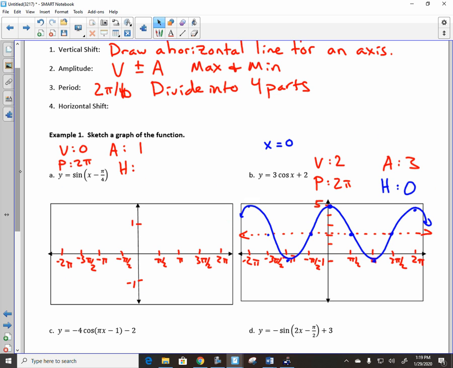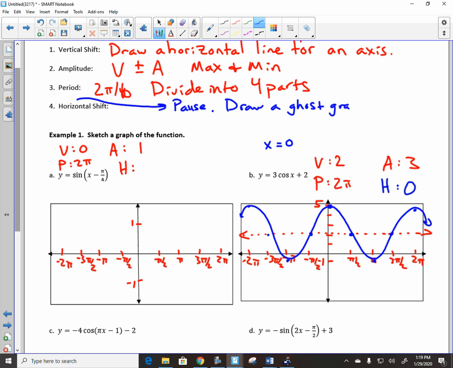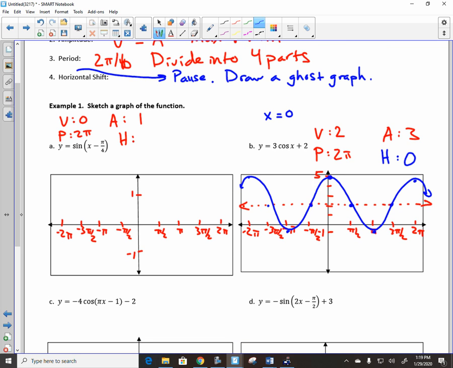So this one, this is where you need to pause. The first 3 are generally really easy, but at that point, pause and draw what we call a ghost graph. For the record, I don't believe in ghosts. The horizontal shift is very difficult for people to deal with generally. And so before I do the horizontal shift, I'm going to sketch a ghost graph with just what I have right now.